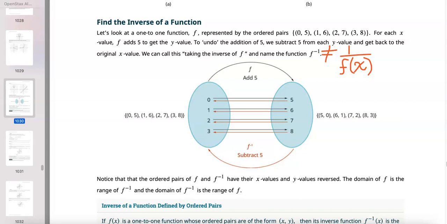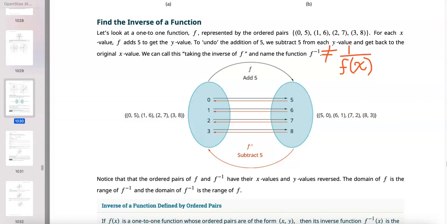If this is Anchorage and this is Seattle, and you have a bunch of flights flying from Anchorage to Seattle, then going back the other way, the round trip, flying back from Seattle to Anchorage, that's going to be your inverse function. It just undoes what you just did. Okay, so instead of adding 5, you're subtracting 5.